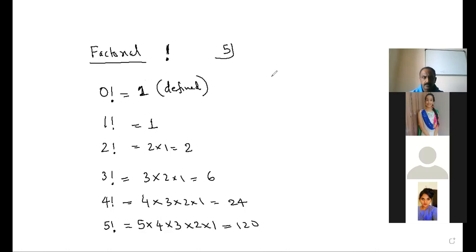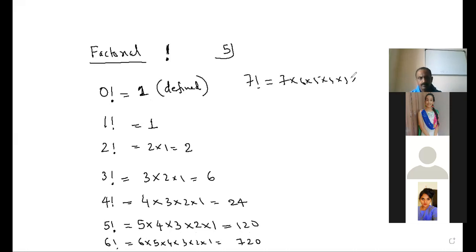If I want to calculate, these many things you should know by heart. 6 factorial also you should know: 6 into 5 into 4 into 3 into 2 into 1. How much? 720. At least this much you should remember. 7 factorial will be how much? 7 into 6 into 5 into 4 into 3 into 2 into 1, that is 5040. If you know this, it will be very good. So this much factorial should be by heart. Everybody agree with this? Yes, sir.